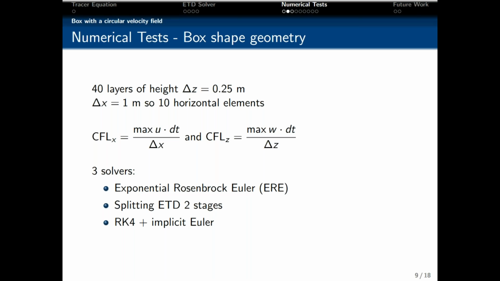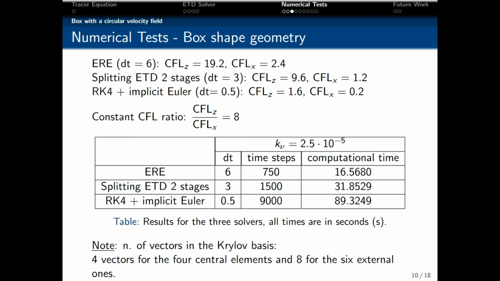Exponential Rosenbrock-Euler, because this is an easy test case, then our splitting ETD with two stages, and finally we decided to use RK4 plus implicit Euler because we saw that at some point Ocean was using such a solver to solve the tracer equation. In particular, the vertical diffusion was treated using implicit Euler. We want to have a CFL ratio of 8, and we have it for all the three solvers.